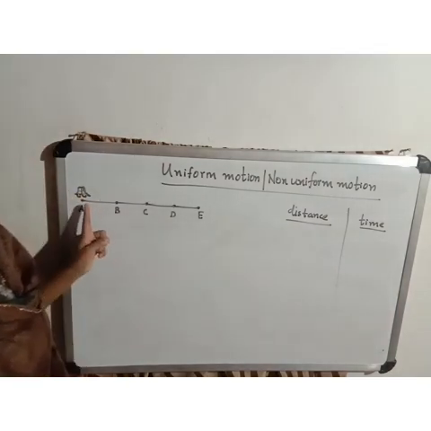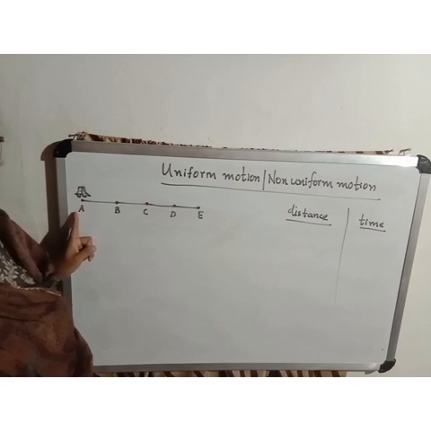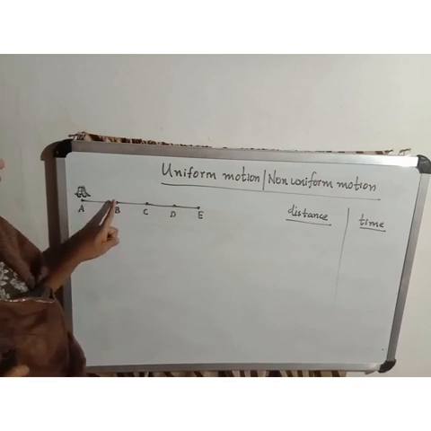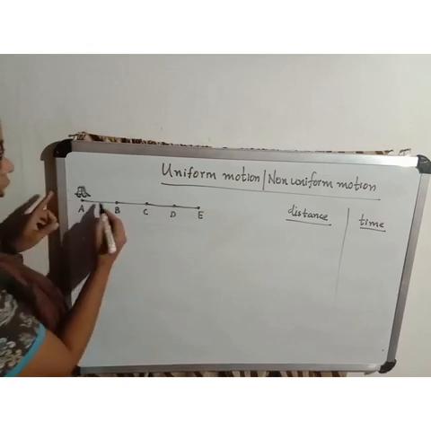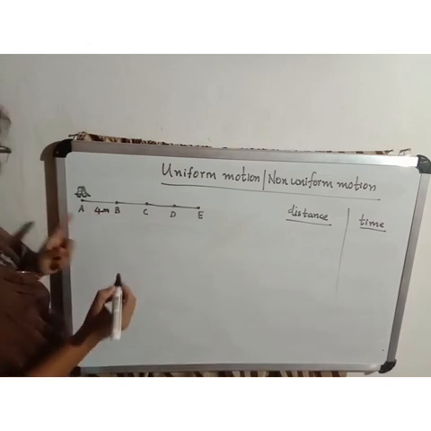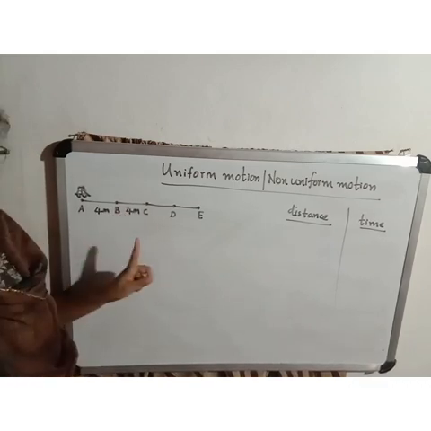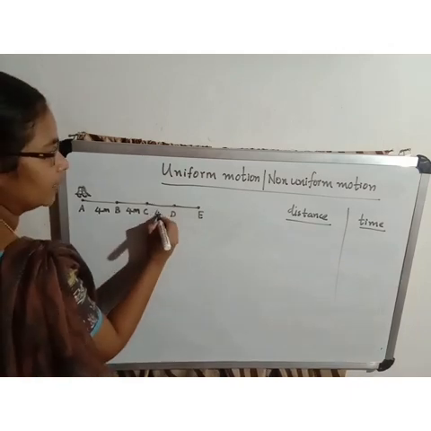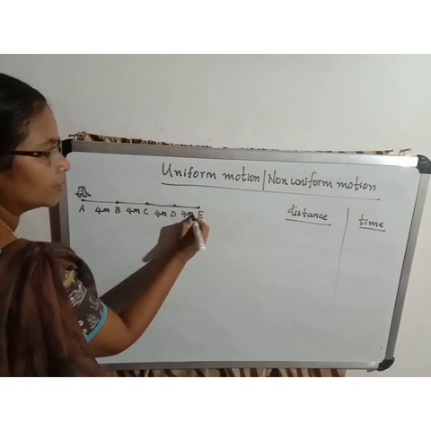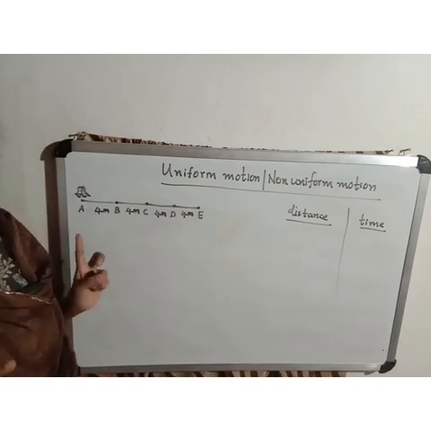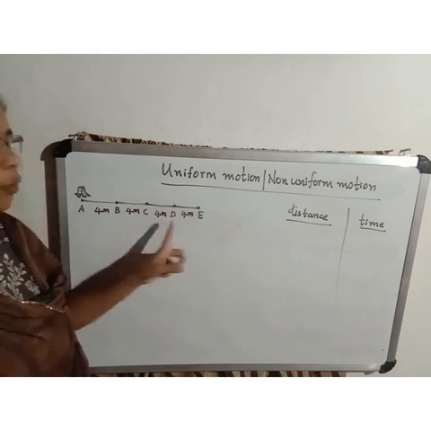Let a car start its motion from the point A. Now after that it reaches a point B. So the distance between A and B is 4 meters. Likewise, the distance from B to C is 4 meters. The distance from C to D is also 4 meters. And the distance from D to E is also 4 meters. Let the condition be like this: each distance AB, BC, CD, DE, all are 4 meters.